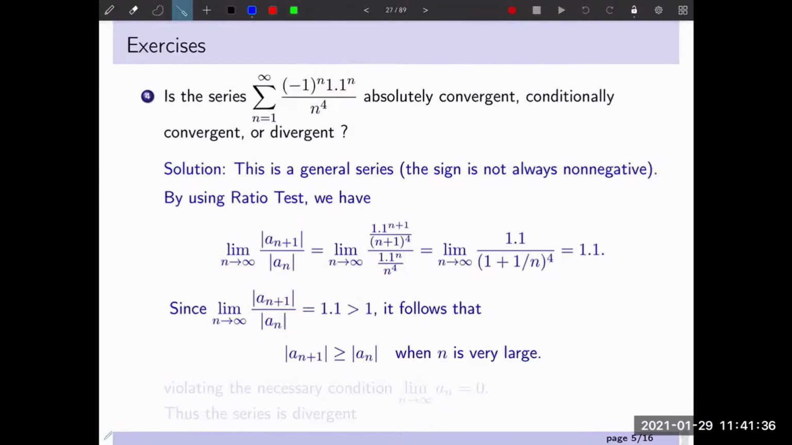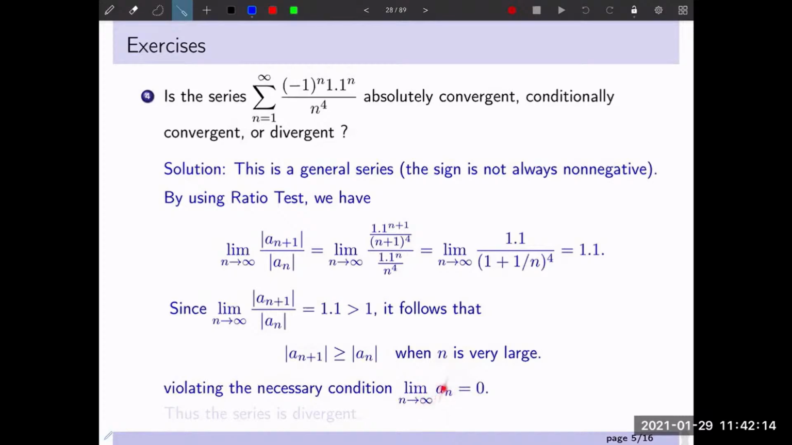The reason is that if the limit of the ratio is bigger than 1, then you can conclude that the next term is always bigger than the current term in absolute value. So if the next term is bigger than the current term for n sufficiently large, then this a_n will not decrease to 0. It does not tend to 0 because the next term becomes bigger. If it does not tend to 0, it violates the necessary condition. For a series to be convergent, a necessary condition is that a_n should tend to 0.